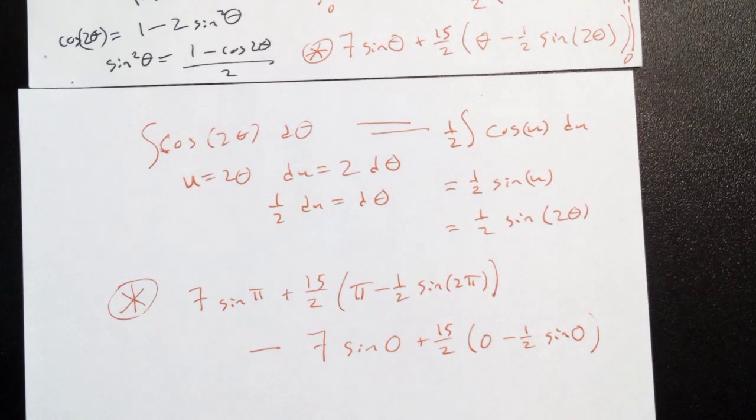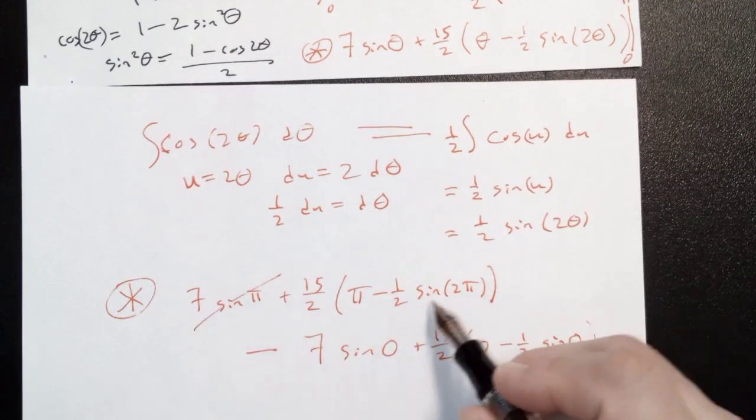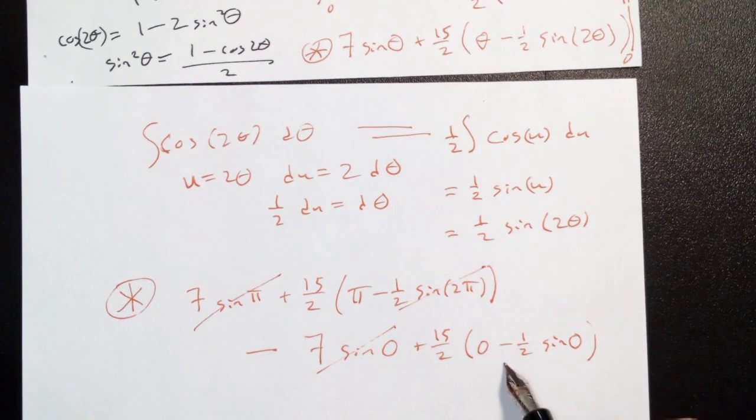What's sine of pi? What's sine of 2 pi? What's sine of 0? This is 0, this is 0, this is 0, this is 0, this is 0. The only thing that survives is 15 pi over 2.